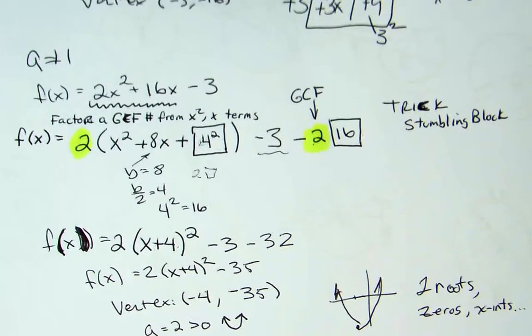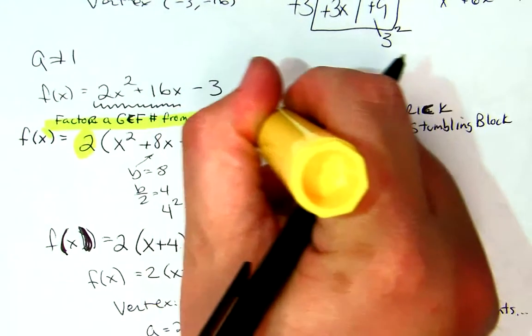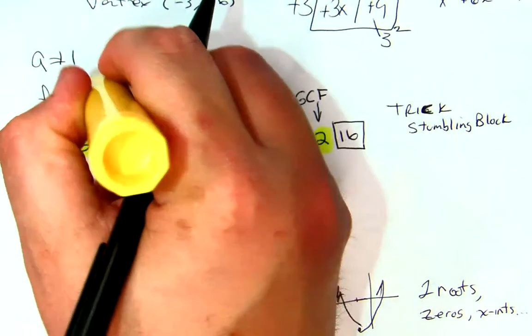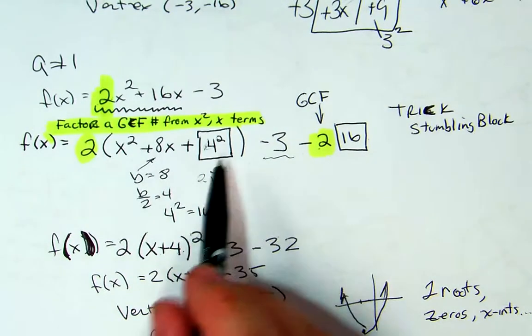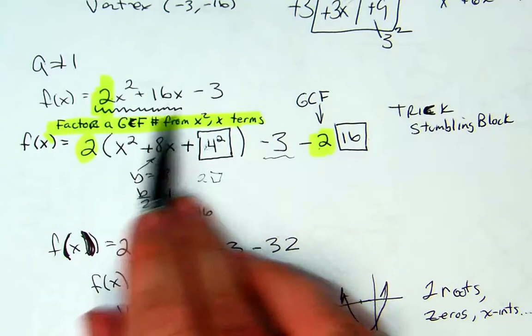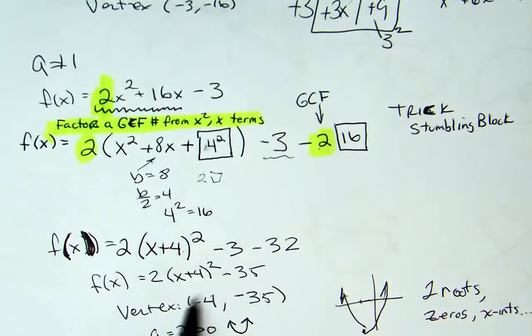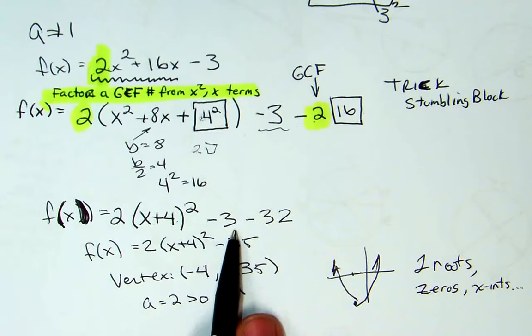So the only trick that you need that's different is you're going to factor out a greatest common factor, and more often than not, it's going to be whatever number that a is. The a is going to come out, so you're left with a number 1 here. And then you kind of move on from there. You complete the square. You're good to go, and you can get your information from there.